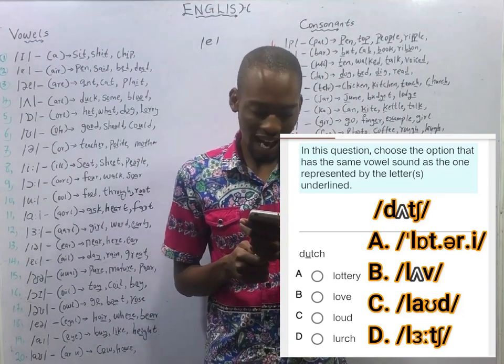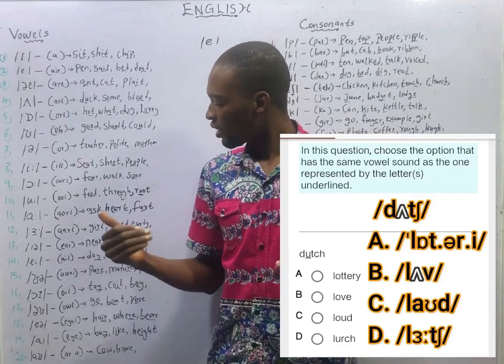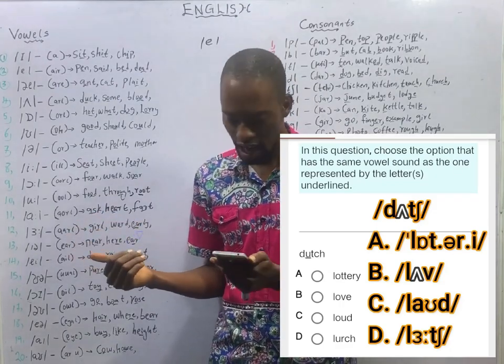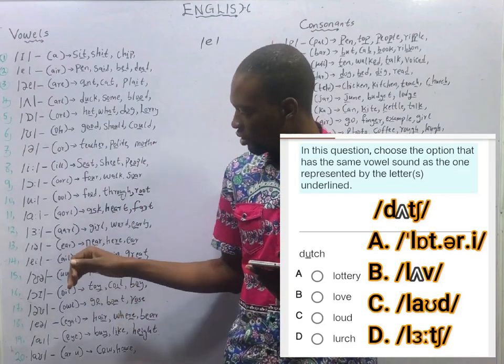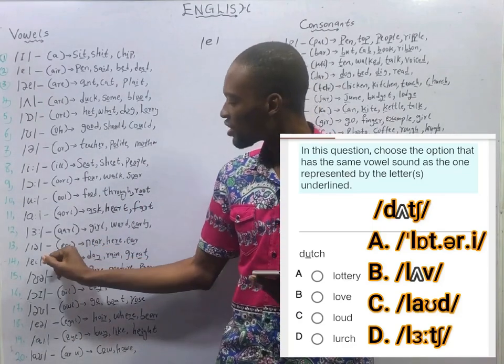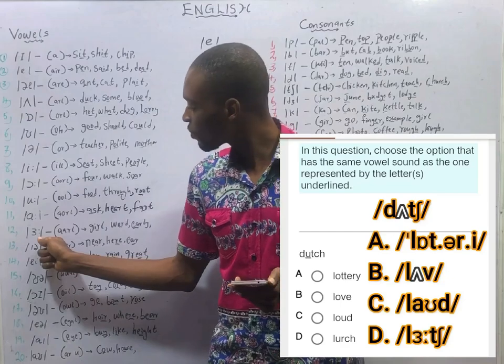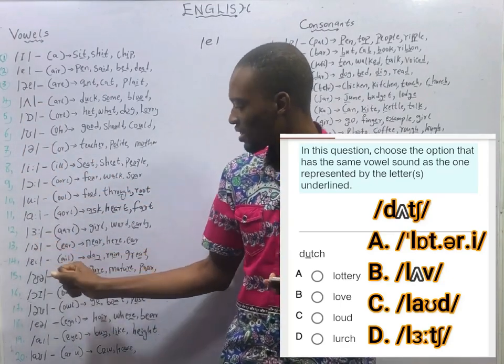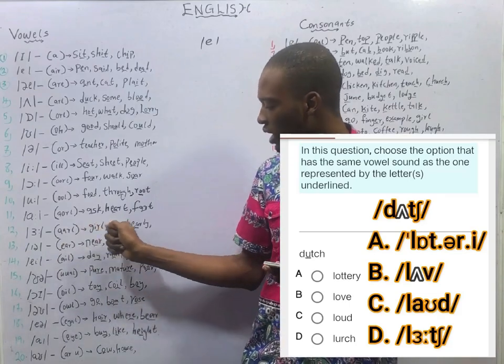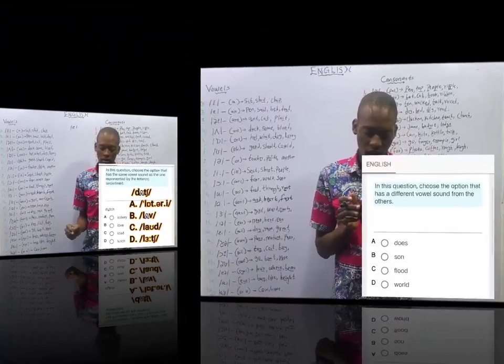Option D, loud. Loud has the ow sound. Then we have large. Large has the long R sound. This is the short R sound, and this is the long R sound, as in girl, wild, early.